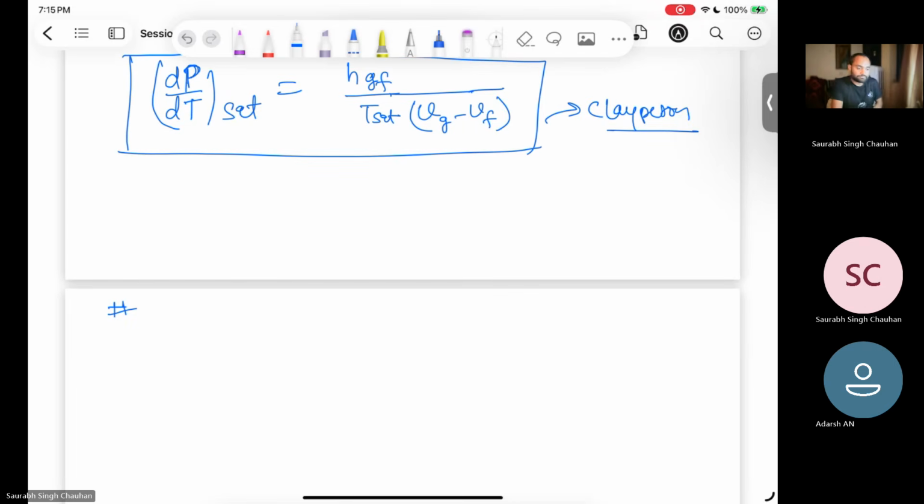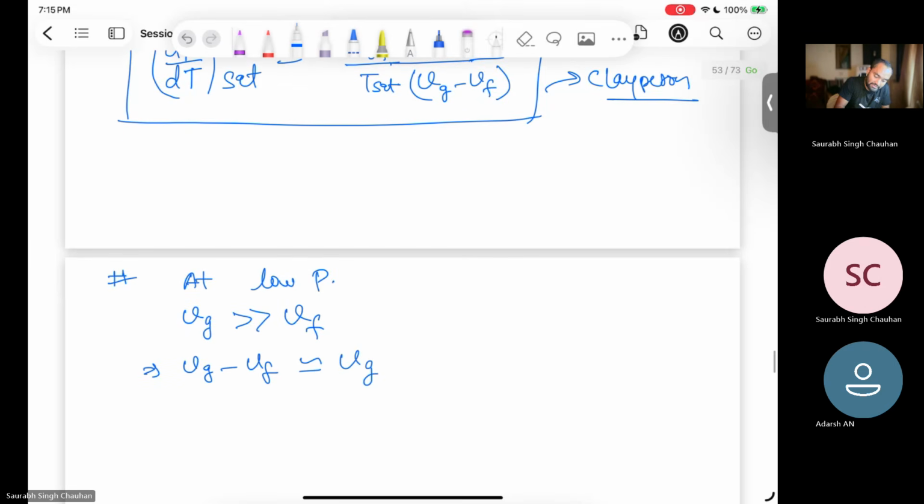At low pressures, you know that the specific volume of gases is quite higher as compared to the specific volume of fluids. So this Vg minus Vf can be approximately equal to Vg only, right? Because Vf is very small as compared to that.